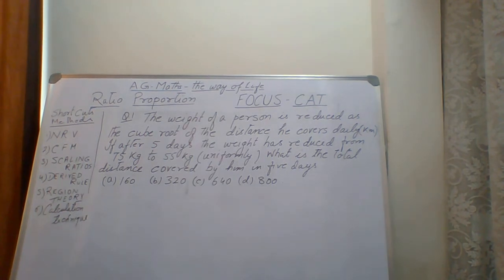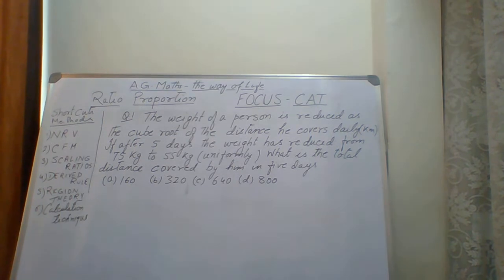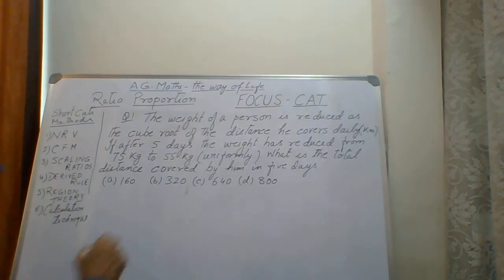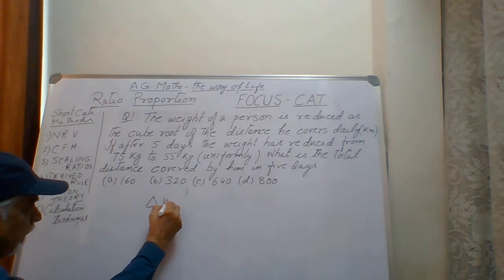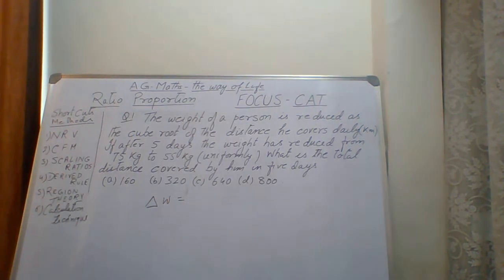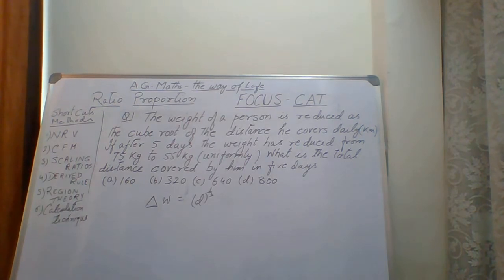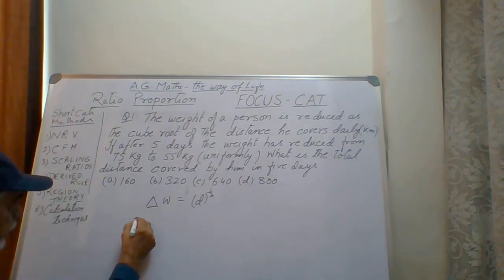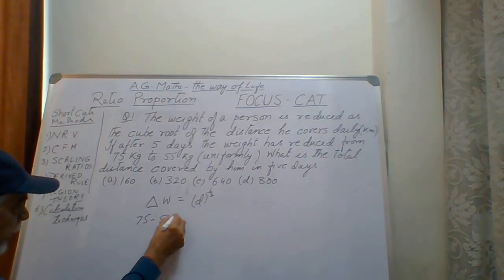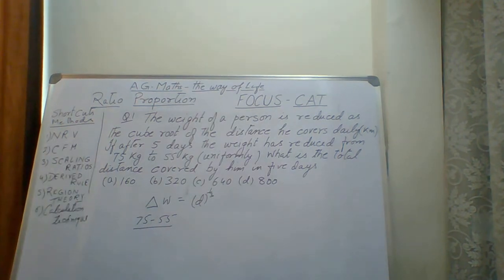To solve this problem, what I suggest, the reduction of weight per day, let us take it as delta W. Delta W is the reduction in weight, and it is equal to distance raised to the power 1/3. Now, what is the reduction in weight? 75 to 55, so I write 75 minus 55. Delta means the rate. So the rate of reduction per day is how much? It has to be divided by 5 because it is done in 5 days.